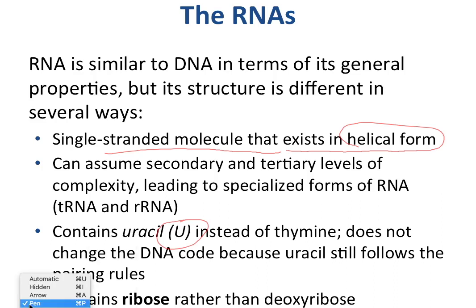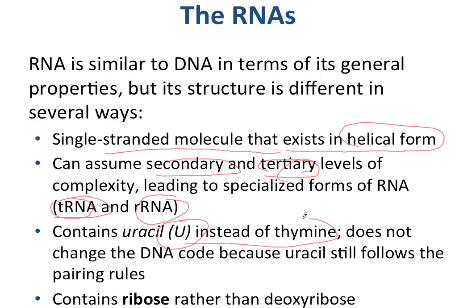For example, tRNA has a secondary structure, while rRNA has a tertiary structure, because the ribosome is made of two subunits, right? The combination of two subunits actually has the tertiary structure. So RNA uses U instead of thymine, and it uses ribose instead of deoxyribose.